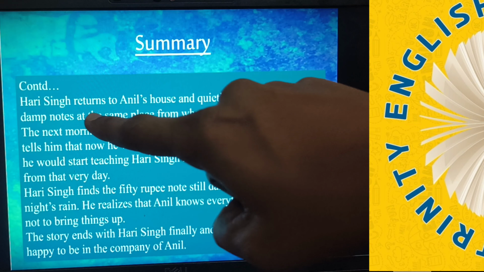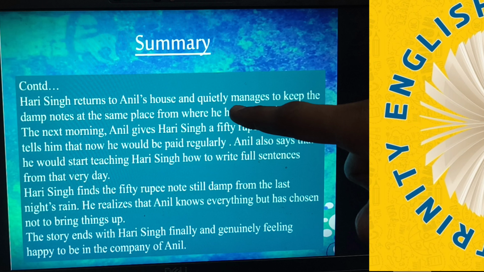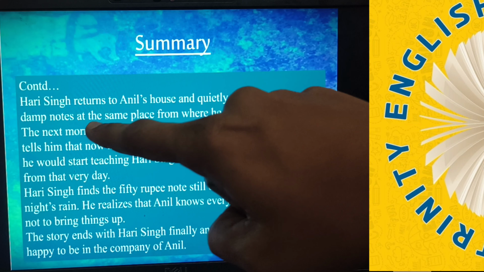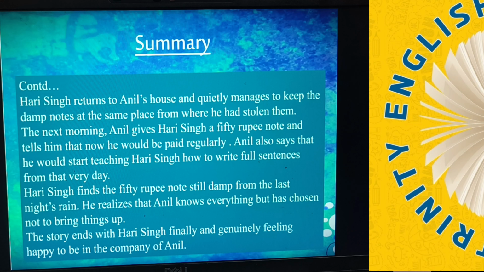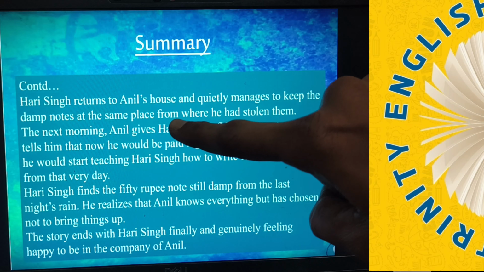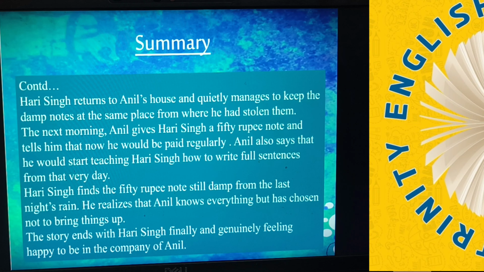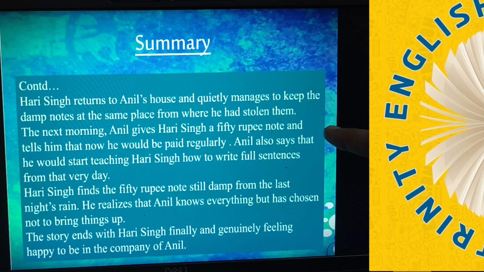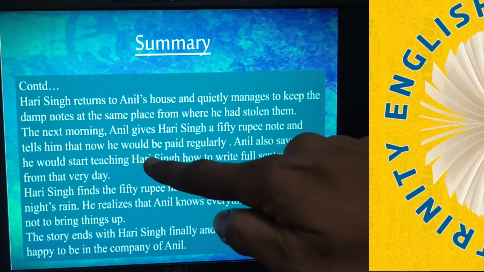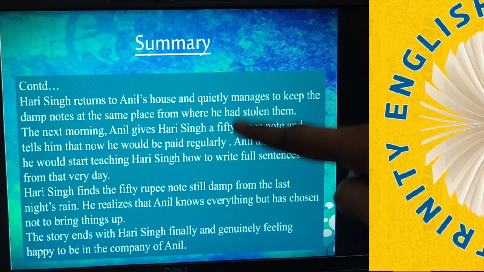And friends, Hari Singh returns to Anil's house and, while Anil was sleeping, stealthily enters the house once again and very quietly manages to keep the damp notes at the same place from where he had stolen them. The next morning, Anil gives Hari Singh a 50 rupees note and tells him that now he would be paid regularly.